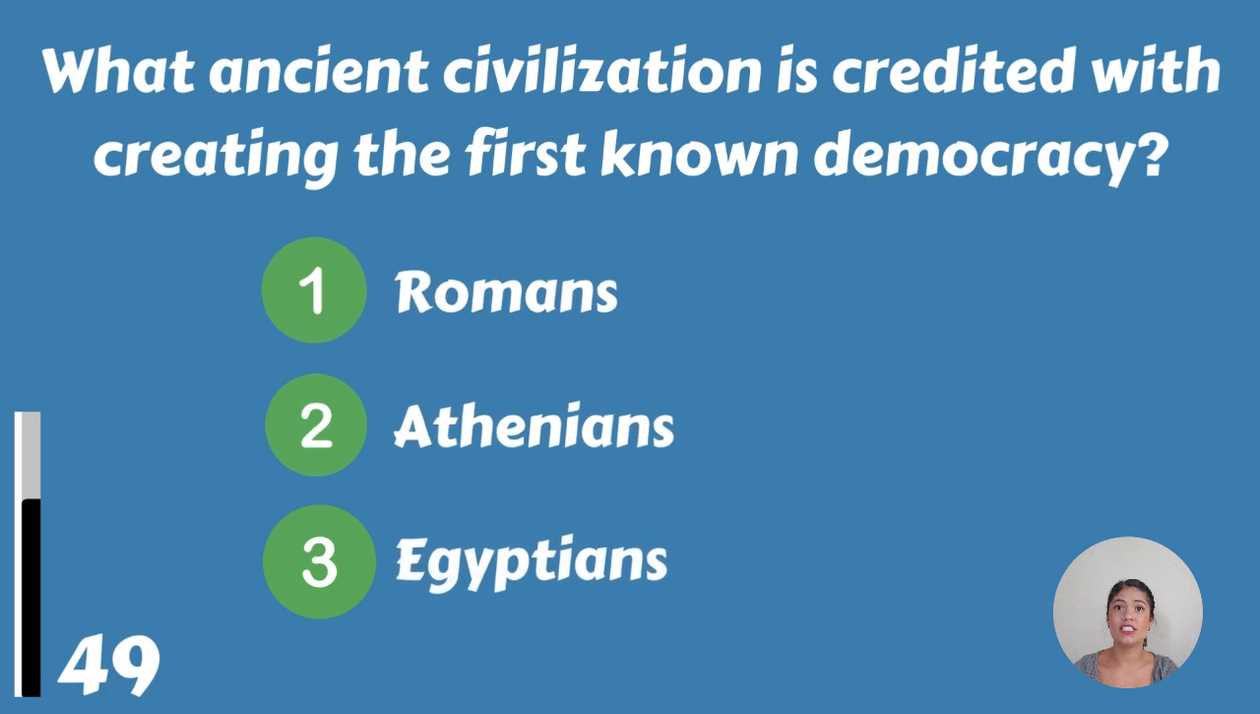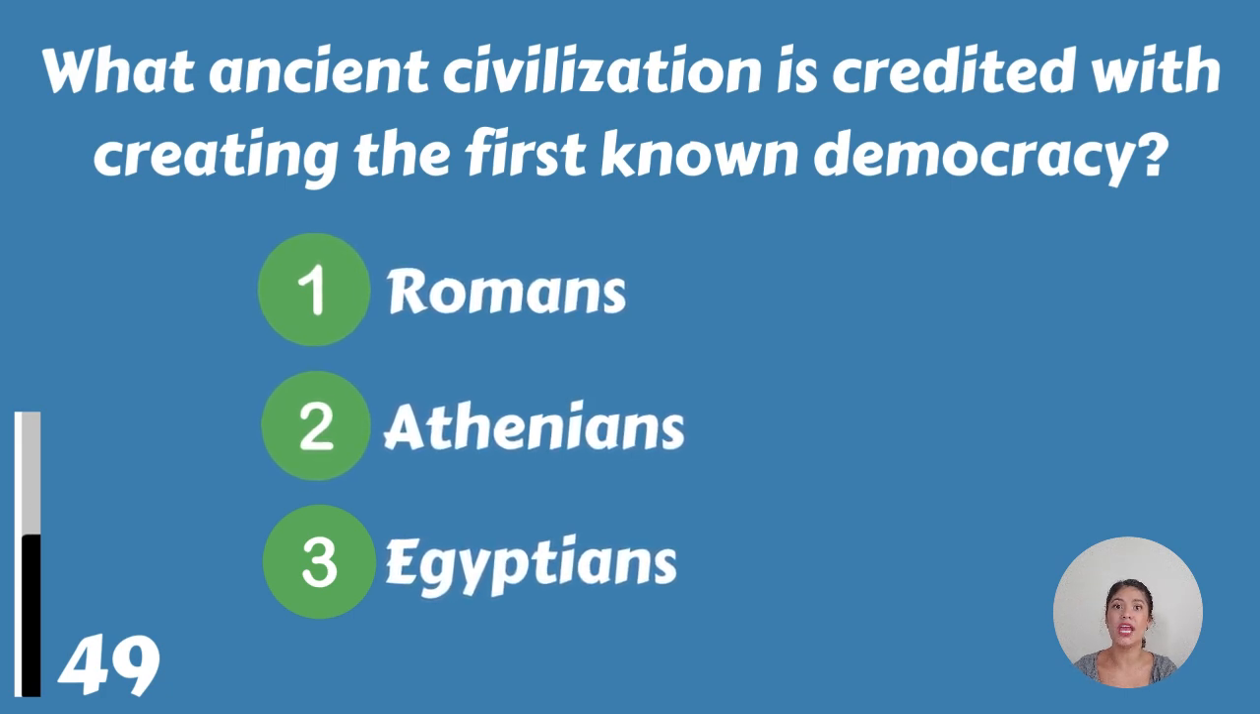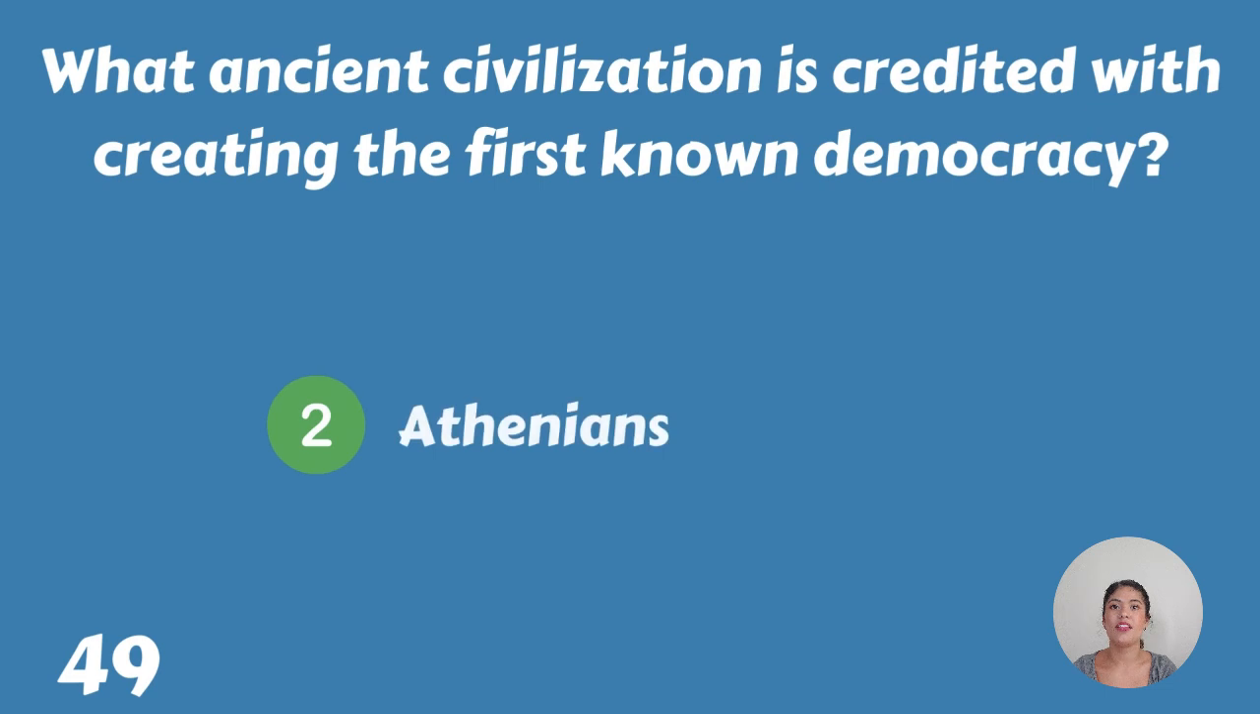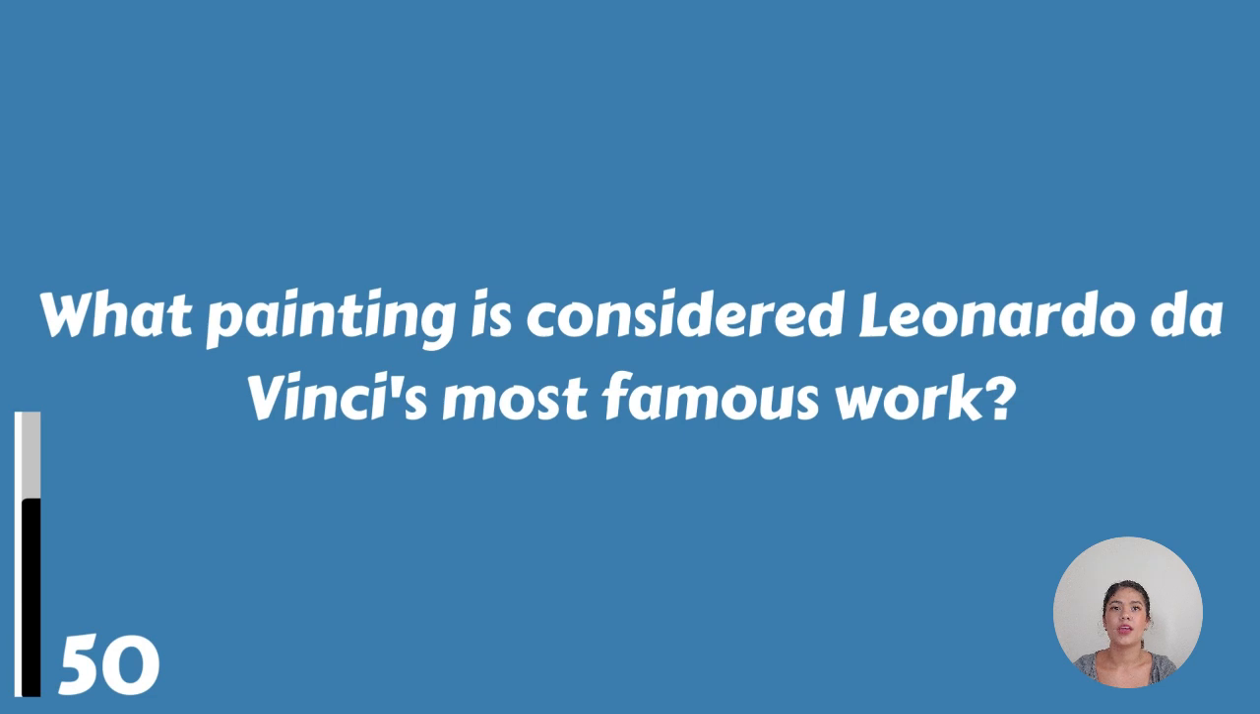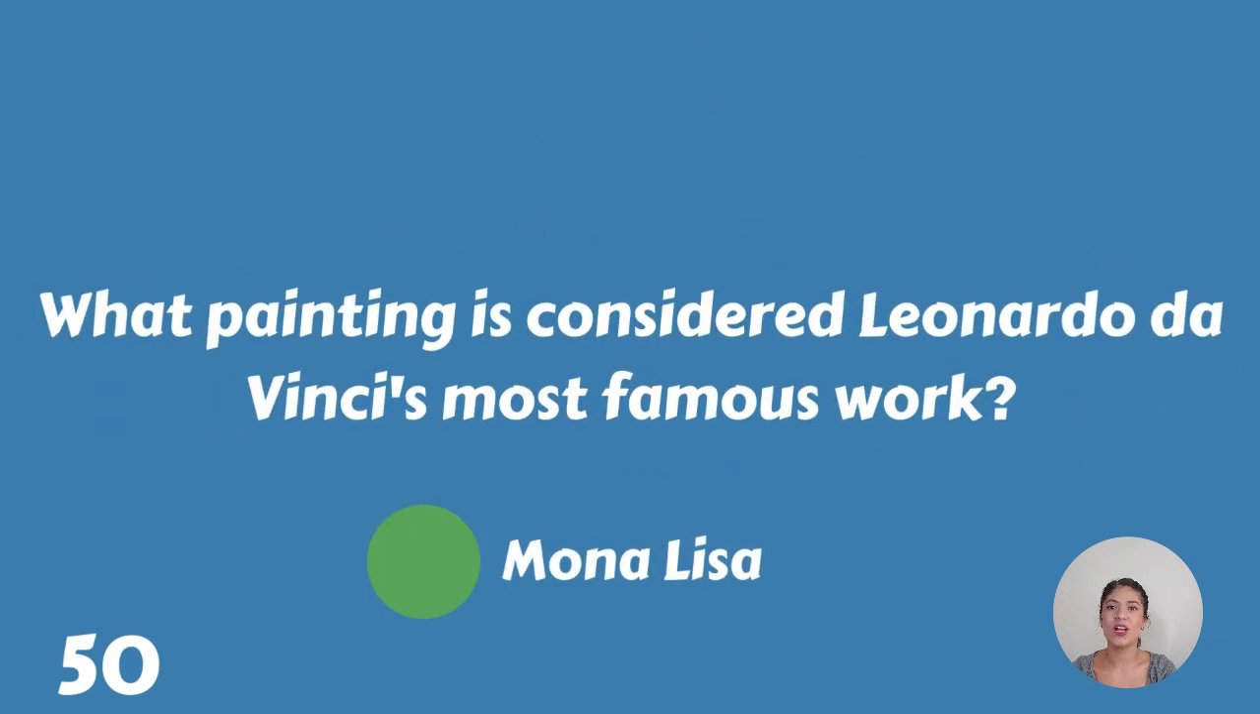What ancient civilization is credited with creating the first known democracy? Romans, Athenians, Egyptians. Athenians. What painting is considered Leonardo da Vinci's most famous work? Mona Lisa.